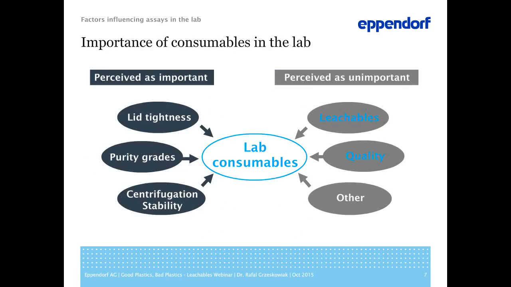When we typically regard consumables and their importance in the lab workflows, it is often confined just to the obvious features which are presented on the left, like lid tightness, purity grades, or centrifugation stability. These are by no means unimportant factors and have important impact on the performance of your experiments. There are, however, other factors, less commonly perceived as important, which, as you will see later, may have even more profound effects than commonly believed. These factors are quality of consumables and a very closely related one, leachables, the substances that may leach out of consumables and influence the experiments.